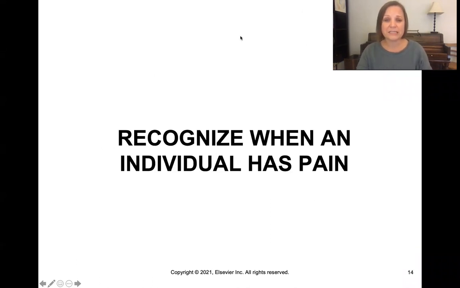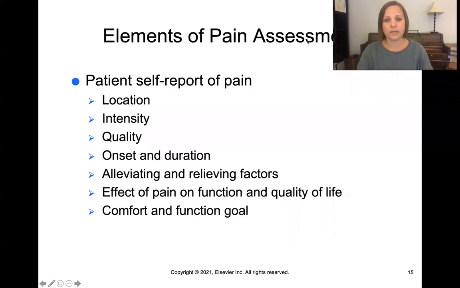What are the signs and symptoms we can look for? Like I said before, we want to go based on the patient's self-report of pain. And here are the things that you would be assessing as elements of your pain assessment. So you're going to look for that self-report of pain. Typically, we use a 0 to 10 number scale if a patient is cognitively and developmentally able to do that. And we're going to ask the patients about their pain.